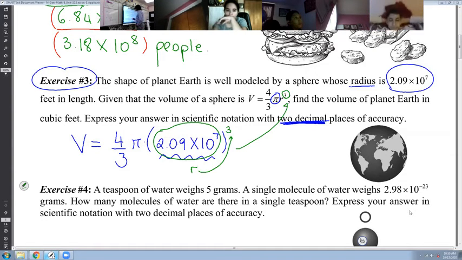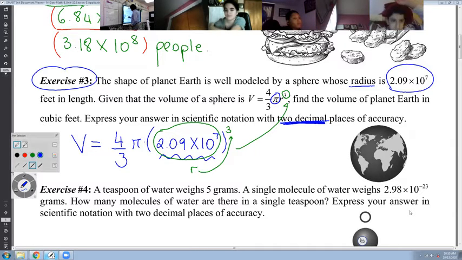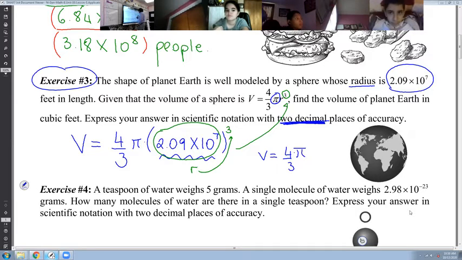Here, I will put everything on my calculator and it will give me the answer. V is equal to 4/3 pi r cubed. I will use pi. What is r? 2.09 times 10 to the power of 7. Then it is not done yet, then r to the power of 3.